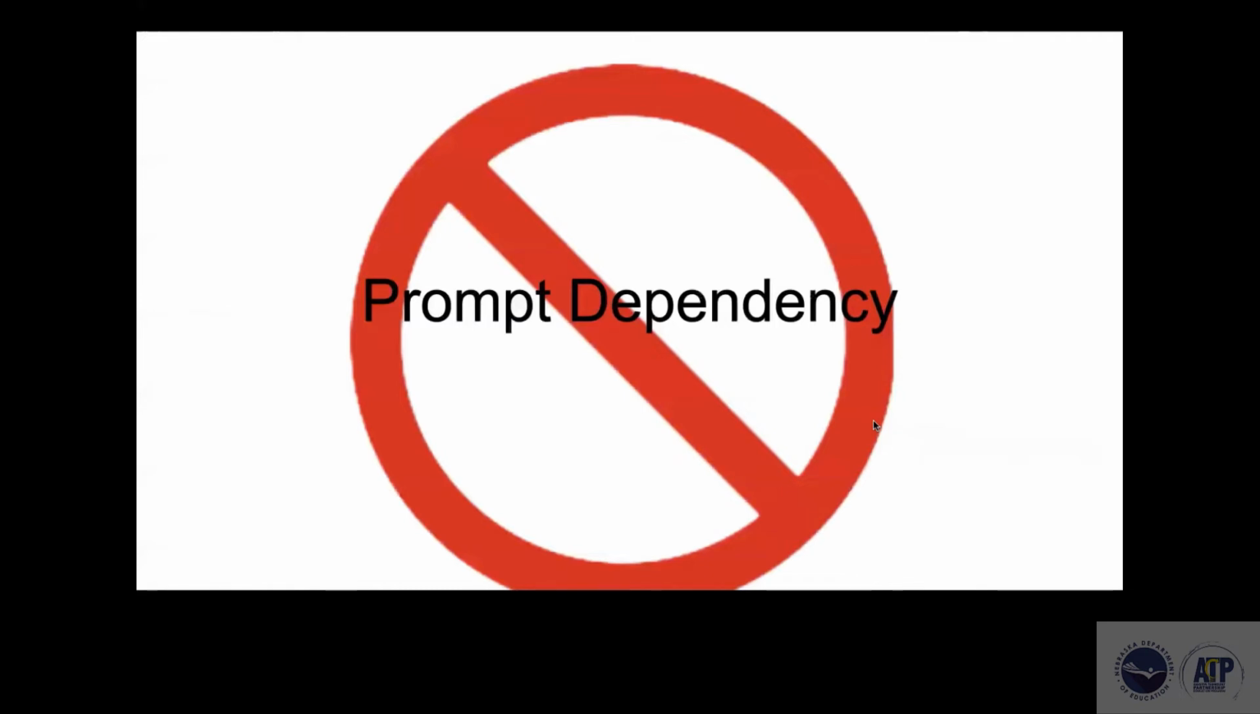Because the key is we do not want to promote prompt dependency. We want to help teach the students these skills through the prompt hierarchy and the expectations, but we don't want them to rely on these prompts. We want them to be independent communicators. That's our ultimate goal.